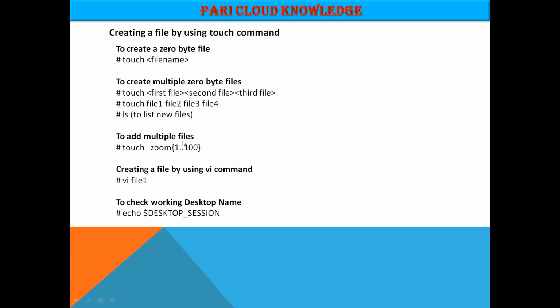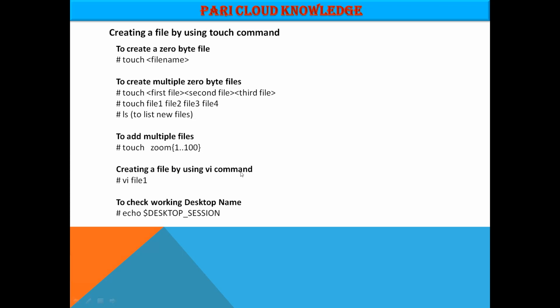And to add multiple files, you can type touch, then whatever file name, like file 1 to 10 or 1 to 100, like if you want to create 100 files with the same name, like file 1 to 100. Then you have to type file, curly braces, 1 dot dot and then 100 or 50 or 10, whatever quantity you want. If you want 10, then you have to type 10. If you want 20, you have to type 20. And if you want like 30, then you can proceed with your count.